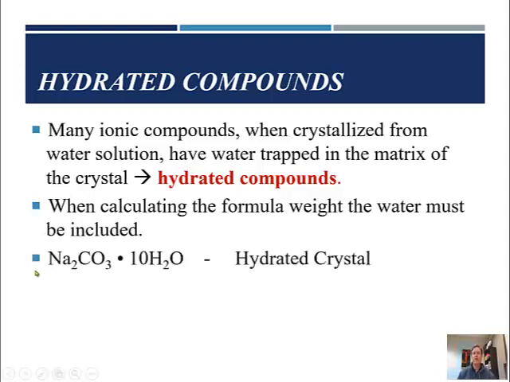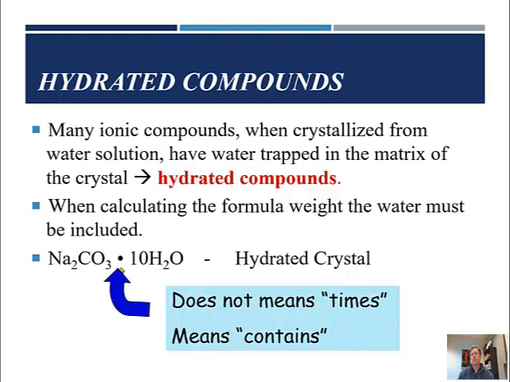So for example, if we have this one, sodium carbonate, when it reforms, sometimes it's going to trap water in it, and we call this a hydrated crystal. Now, something really important to note is this dot here. When we see this in math, we think it means multiplication. In chemistry, it doesn't mean multiplication. What it means in chemistry is that it includes. So if I have 1 mole of sodium carbonate, I'm going to have 10 moles of water included or trapped inside of it. That's what a hydrated compound is.